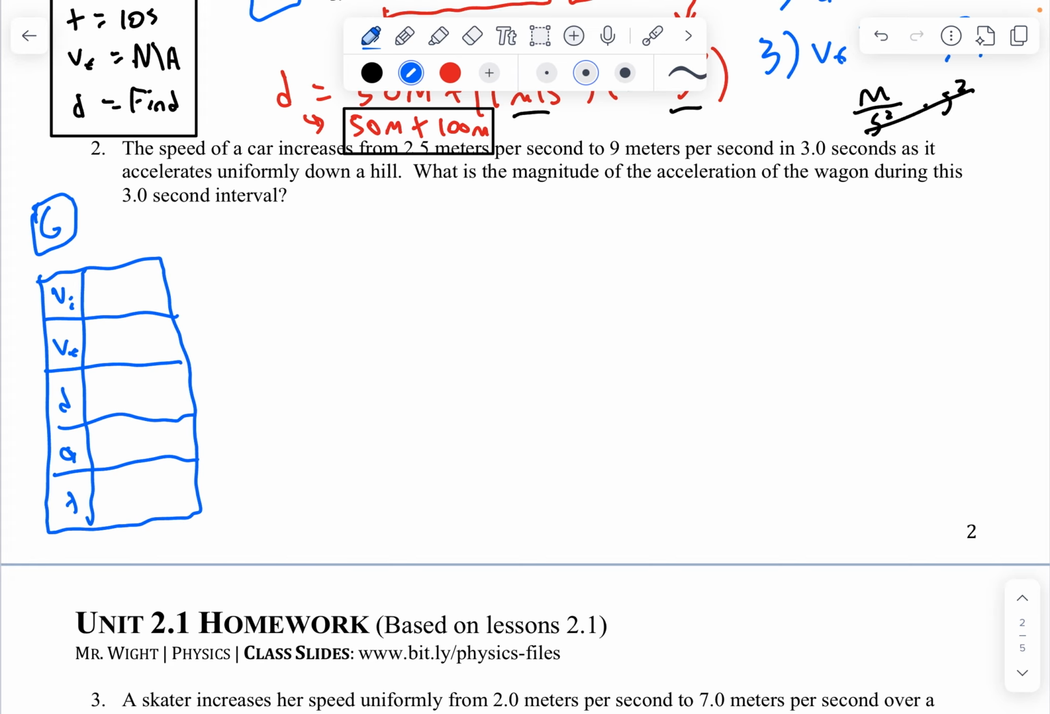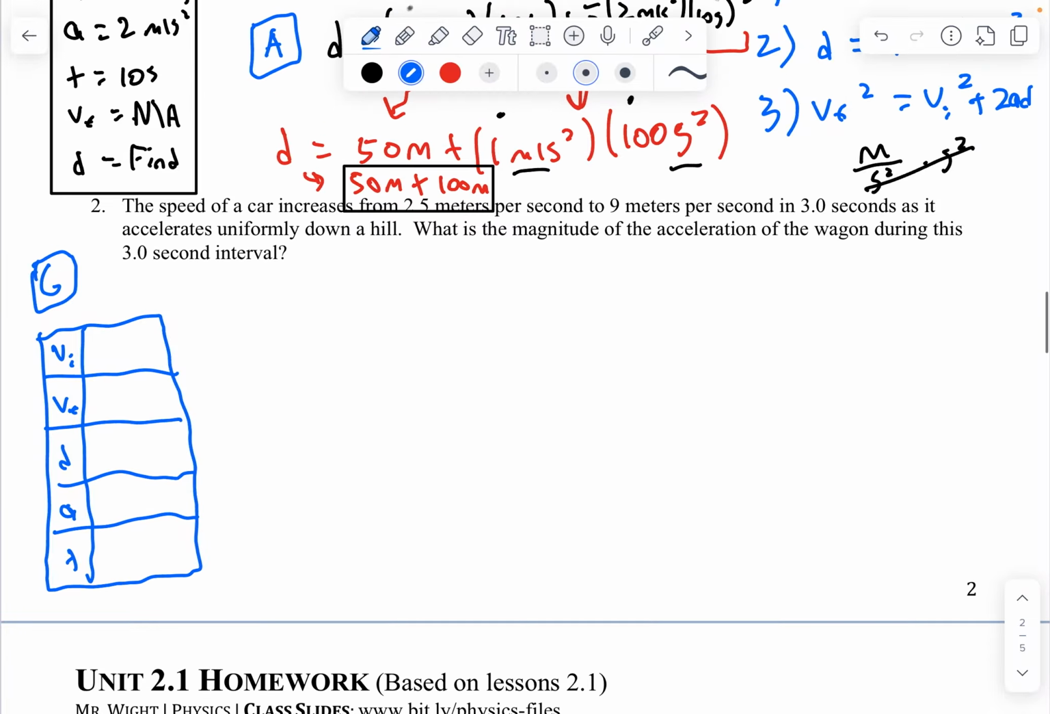So, what's the initial velocity? Well, it says increases from 2.5 meters per second. So, from means initial velocity, right? So, 2.5 meters per second to 9 meters per second. That tells us that that's the final velocity, 9 meters per second. In how many seconds? 3 seconds.